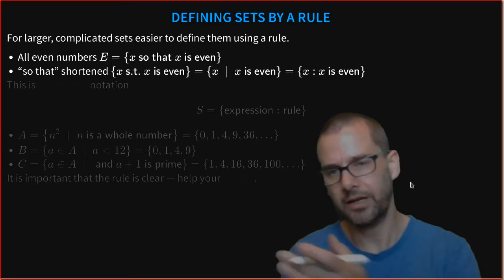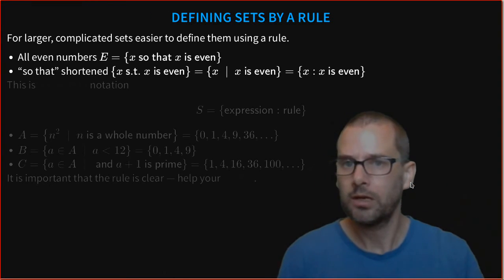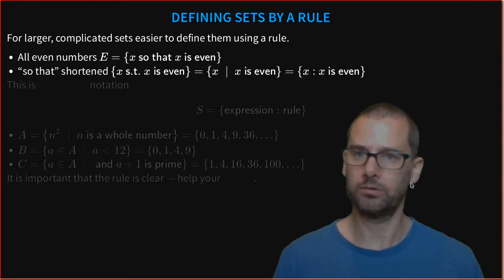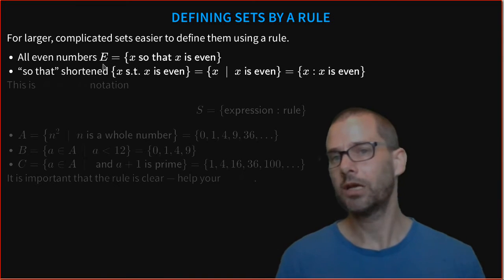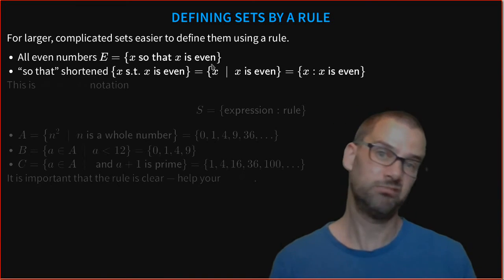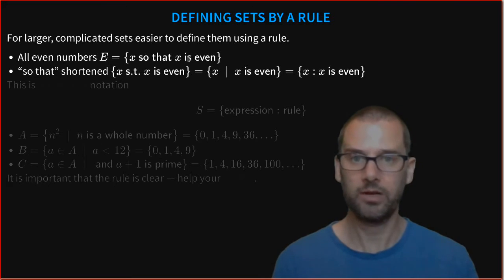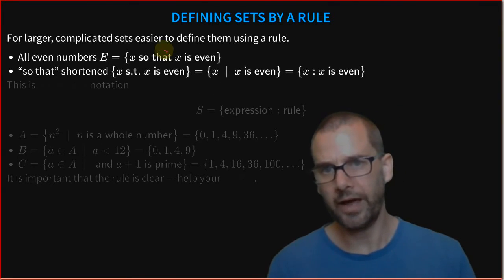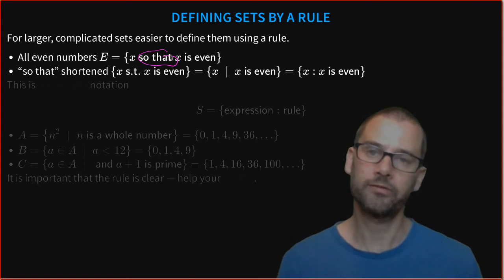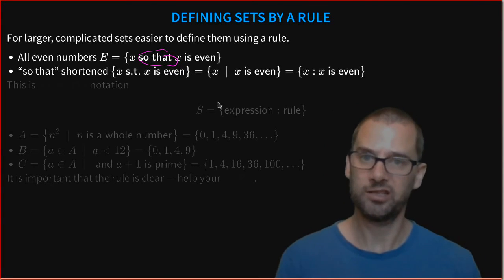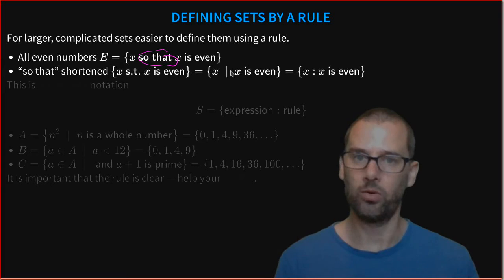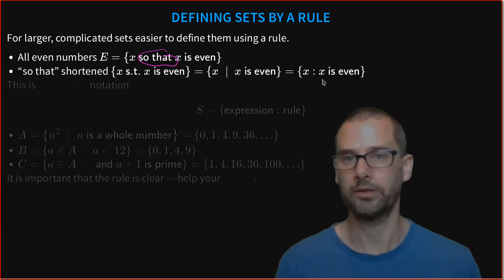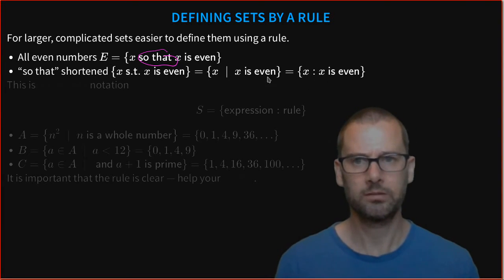Okay. So now, for larger and more complicated sets, it becomes easier to define them by a rule. Rather than writing things out with or without this ... we define them using a rule. So for example, the set of all even numbers we can write as x so that x is even inside the brace. So we have a rule here that tells us whether something's in the set or not. This so that can be simplified or contracted to just st, or a vertical bar, or a colon. You'll see all of these three things.